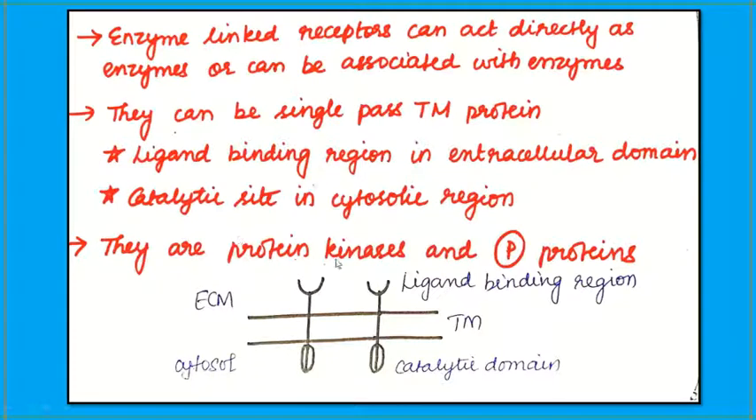They are protein kinases and they phosphorylate proteins. Basically, these catalytic domains are protein kinases. The function of a kinase is phosphorylation. The function of a kinase is to phosphorylate other proteins or enzymes.